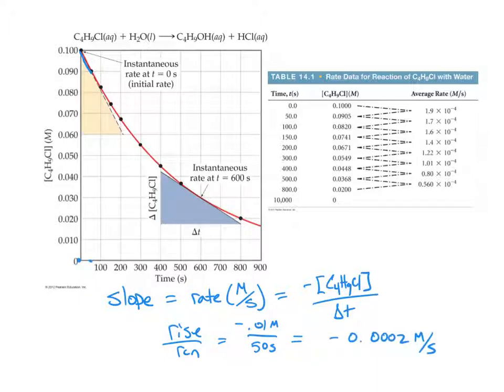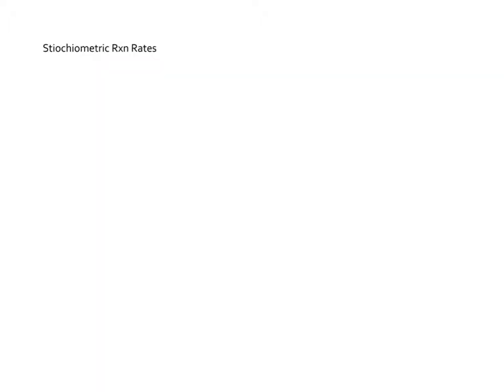And when I do that, I get negative 0.0002, pretty close to what I got here, 1.9 times 10 to the negative fourth over the first 50 seconds. So my calculated value versus the actual table falls pretty well. I can be pretty confident that I can use rise over run to determine the average rate if you were given a graph like this. Now, as I talked about a few slides back, stoichiometry plays a role in determining reaction rates. Everything's nice and easy if your reaction is in a 1-to-1 ratio. But if it's not in a 1-to-1 ratio, you need to factor in the stoichiometric coefficients in order to determine the reaction rates.